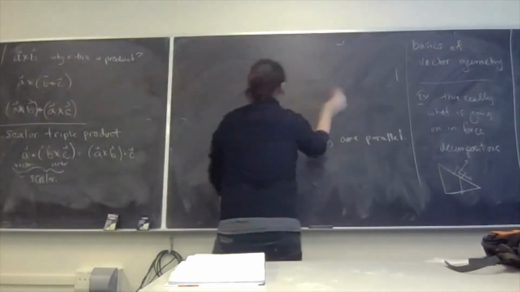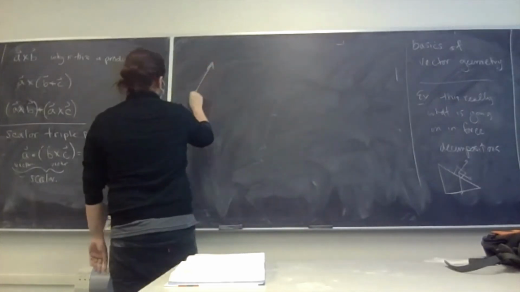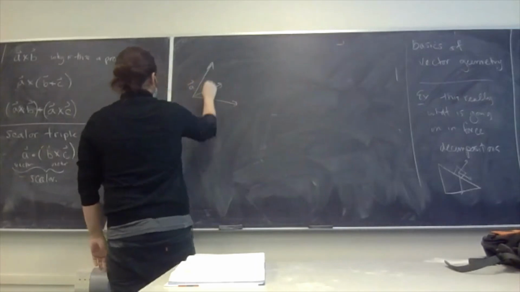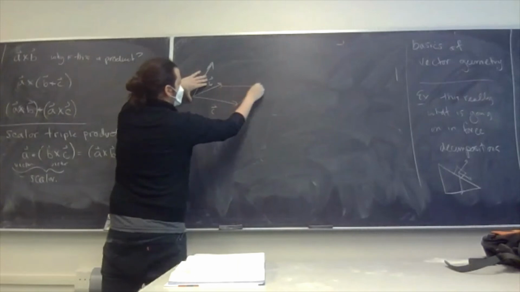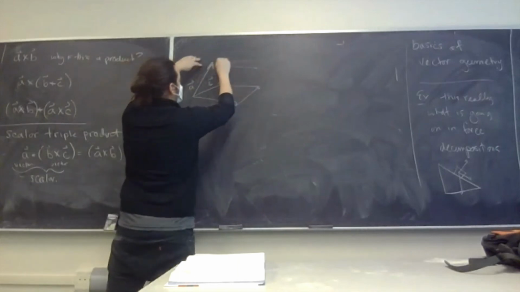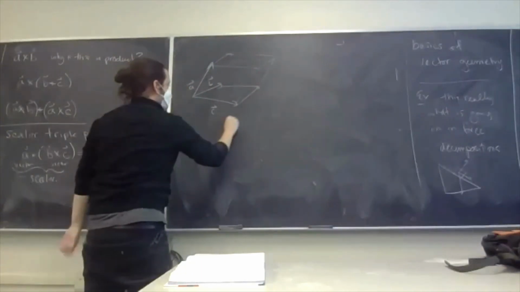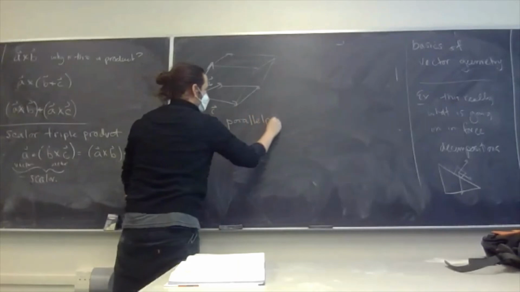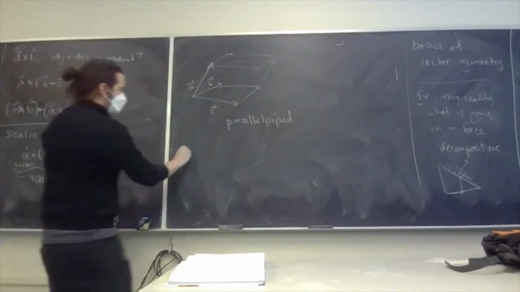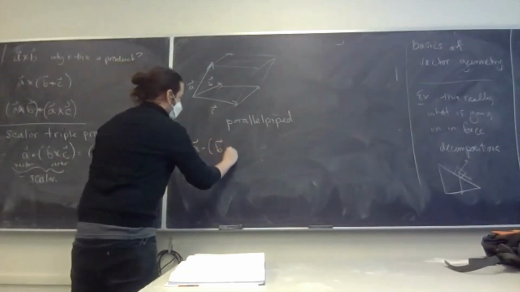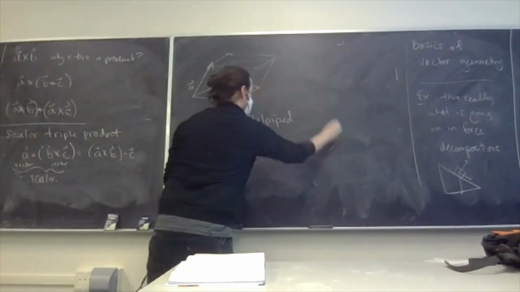So frequently in applications, you break problems down into pieces that are like A, B, and C. In the same way that B and C could be used to form a parallelogram, A, B, and C together can be used to form a parallelepiped. A parallelepiped. There's a sweet word. And it turns out to be the case that A dot B cross C is the volume of that.